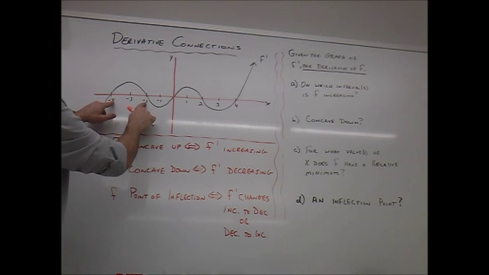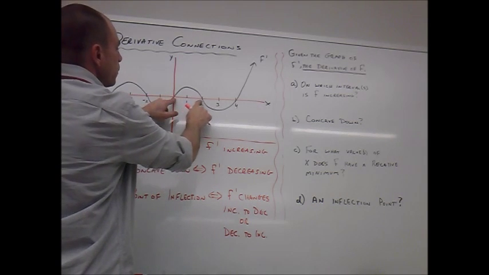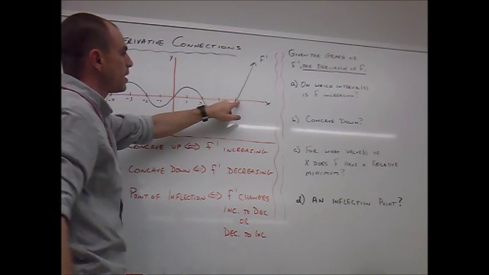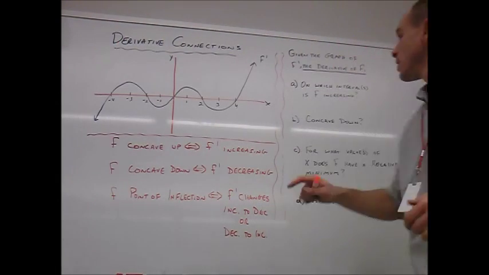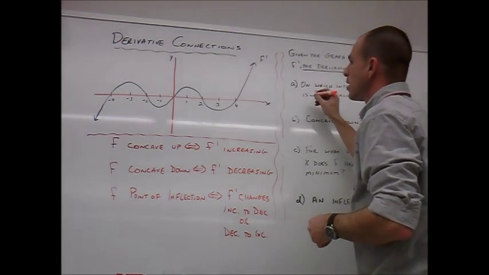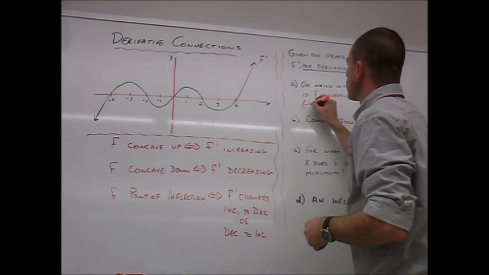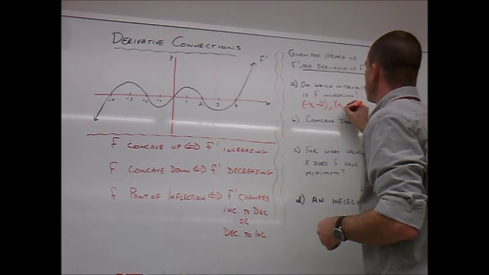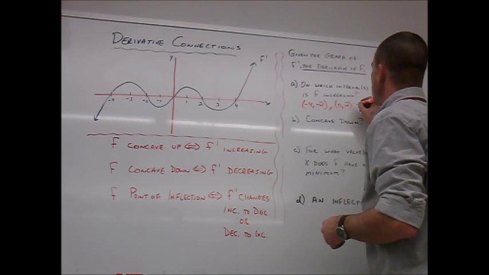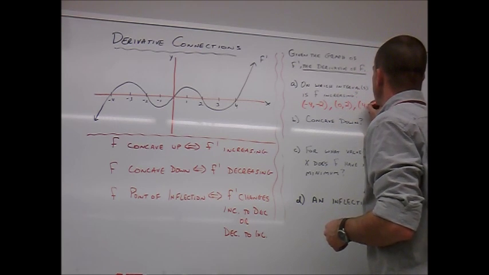Well, it's definitely positive between -4 and -2, and it's definitely positive between 0 and 2, and it's definitely positive after x equals 4. Those are our three intervals in which f is increasing. Okay, -4 to -2, 0 to 2, and 4 to infinity.